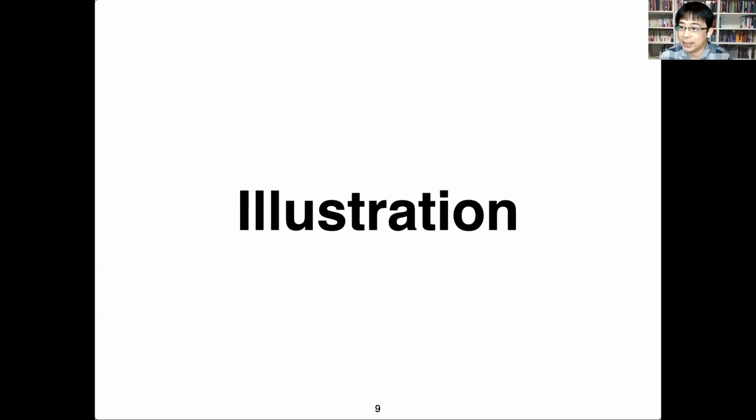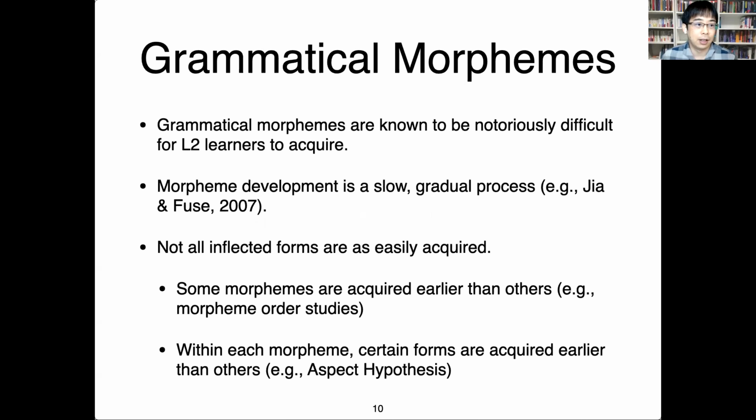Let me now illustrate how multifactorial analysis can be used in the study of grammatical morphemes. And for this purpose, I will introduce my own work on the accuracy of L2 English grammatical morphemes and how it has benefited from using large-scale learner corpora. So grammatical morphemes, as you know, are known to be notoriously difficult for L2 learners to acquire. Morpheme development is typically a slow and gradual process. So it's not all or nothing. It's a continuous gradient process.